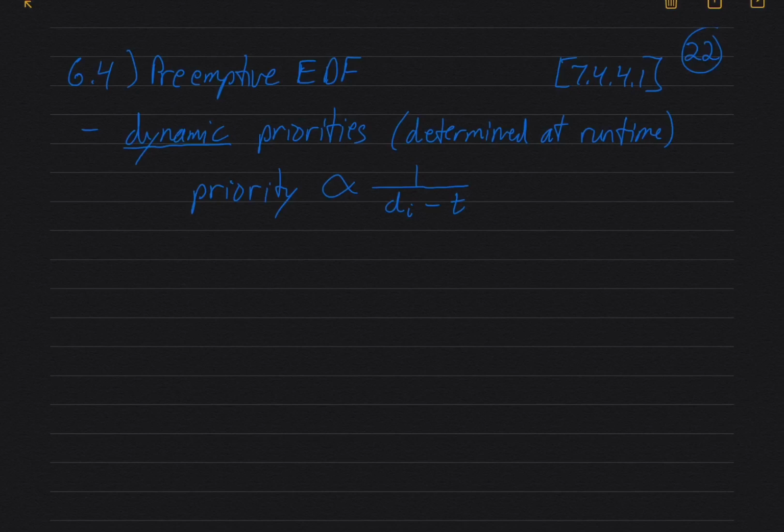So what this really means is the closeness of the deadline. So the closer it gets to the deadline, the higher its priority. So the scheduler runs the task with the closest deadline. And it's as simple as that.